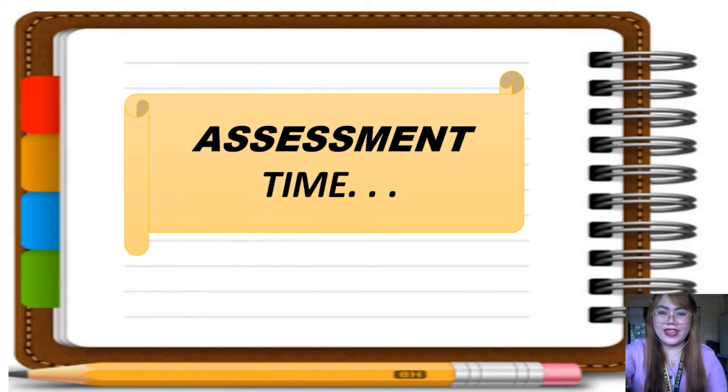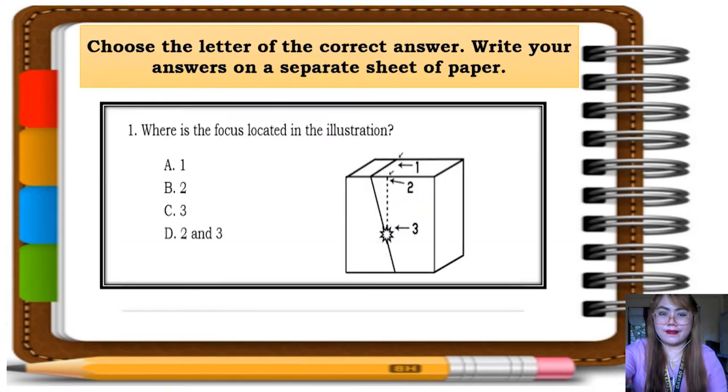I'm back, learners. Are you now ready for your quiz? I guess you are quite ready and excited. Learners, kindly open your module on the assessment part, pages 15 to 17. Let us read the instruction together. Choose the letter of the correct answer. Write your answers on a separate sheet of paper.